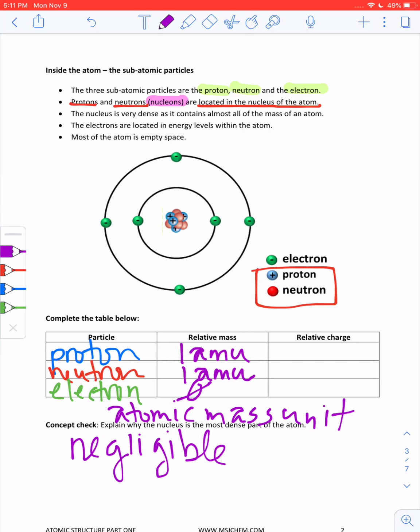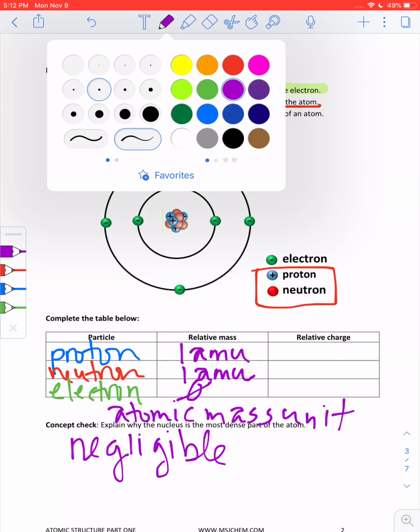Negligible. Did I spell that right? Yes. So negligible, all that means is that it is such a small amount that it does not have any effect on the overall total. And so because electrons are so small, their mass does not affect the overall mass of our whole entire atom. And so we usually say the electron mass is negligible, or if we want to give it an actual number, we say that it's 0.